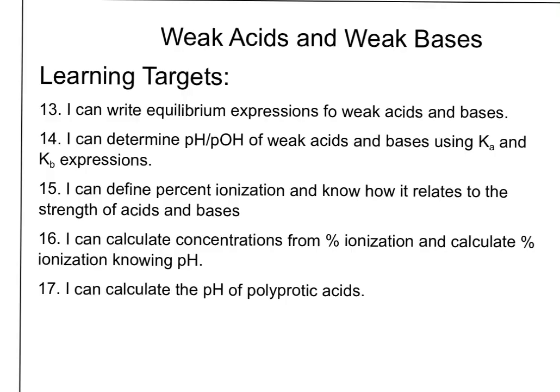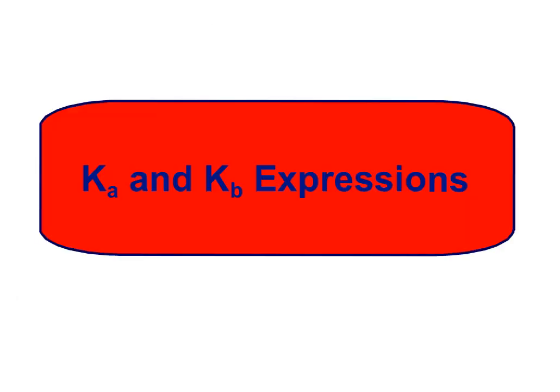So here are some of our goals. We want to be able to write equilibrium expressions for weak acids and bases, figure out the pH or pOH of weak acids and bases using Ka and Kb expressions, define percent ionization and figure out what it is and how it relates to strength, calculate concentration from percent ionization or percent ionization when we know the pH, and then find pH of polyprotic acids. We might touch on this a little bit later, not huge in this video, but that's all right.